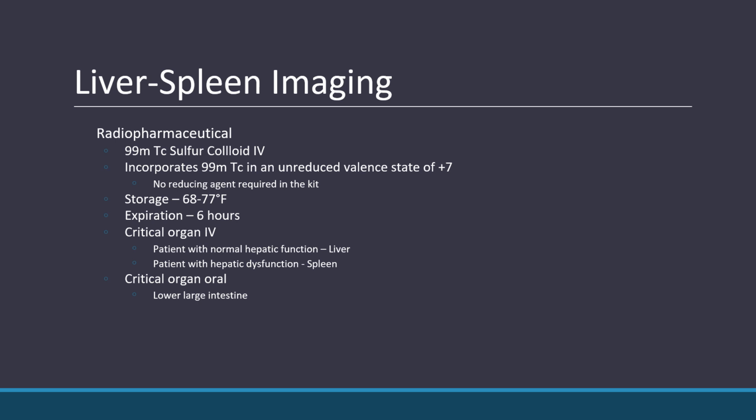When sulfur colloid is given orally, though, the critical organ is the lower large intestine, because remember, sulfur colloid was also what we gave for gastric emptying. But you'll notice the method of localization, critical organ, all that is different because we're imaging a different anatomy and pathology, and we administered the sulfur colloid in a different way.